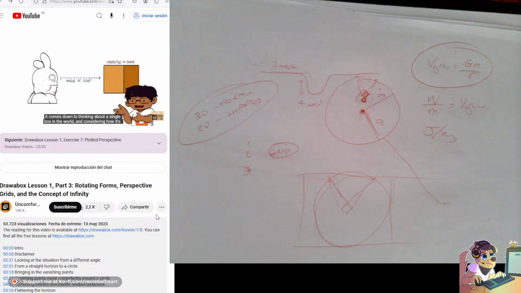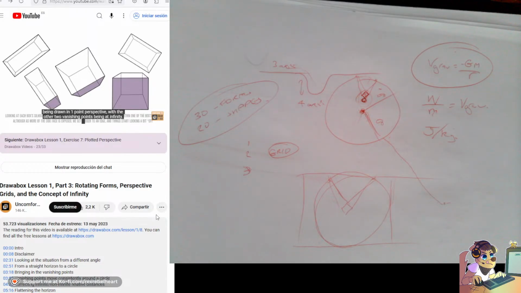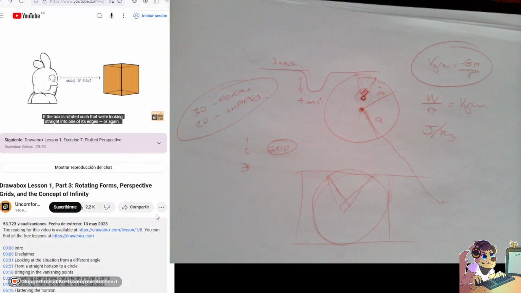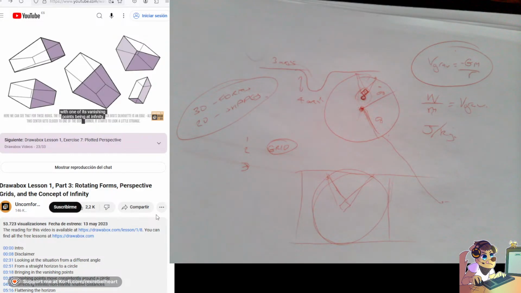It comes down to thinking about a single box in the world and considering how it's oriented in relation to the viewer. If the box is rotated such that we're looking straight into one of its faces, or close enough to it, then you can think of this box as being drawn in 1-point perspective, with the other 2 vanishing points being at infinity. If the box is rotated such that we're looking straight into one of its edges, or again, close enough to it, then you can think of the box as though it's drawn in 2-point perspective, with one of its vanishing points being at infinity.